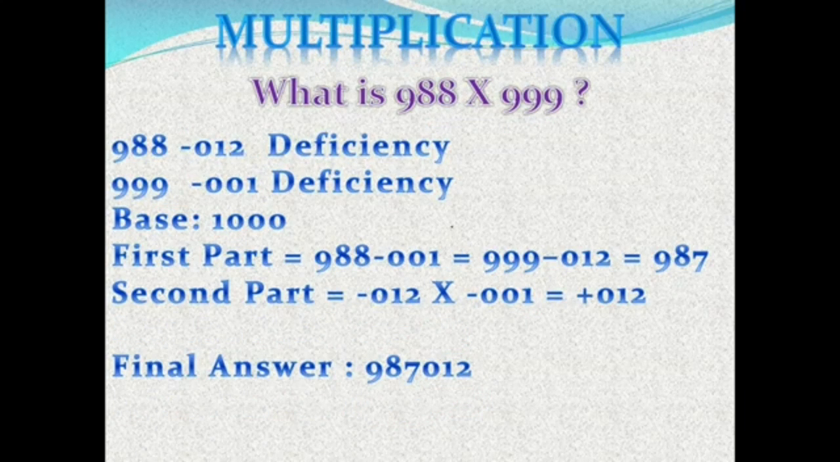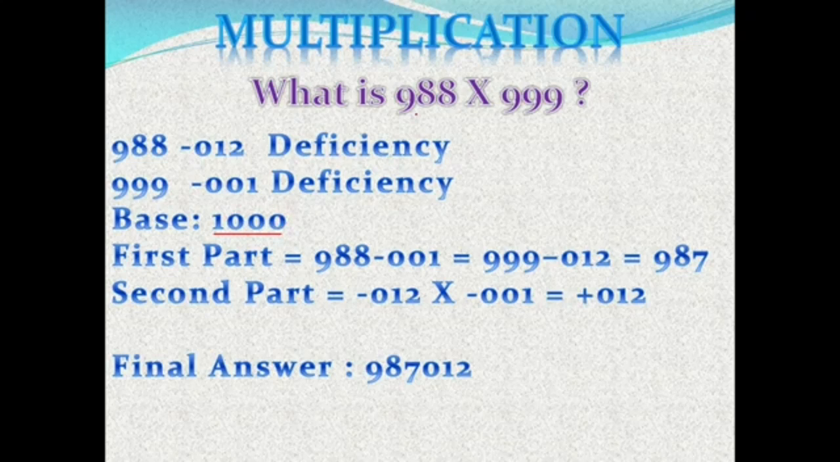What is 988 times 999? These two values are also very near to 1000. Here the base value is 1000. You have to remember that point very clearly. What is the meaning of it? The number of digits should be 3. The second part that I have to add should be of length 3.